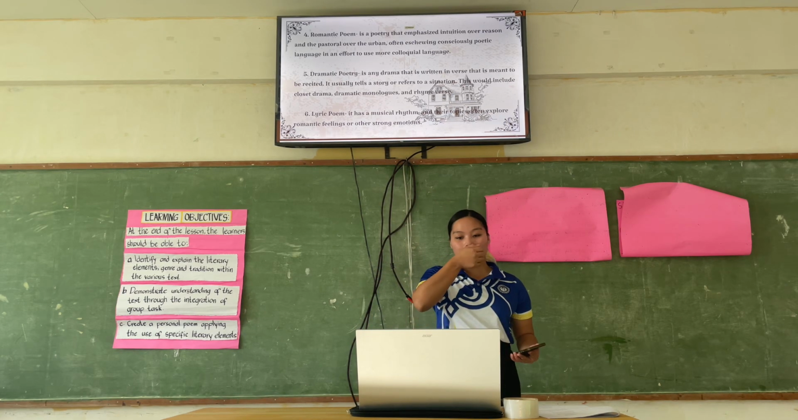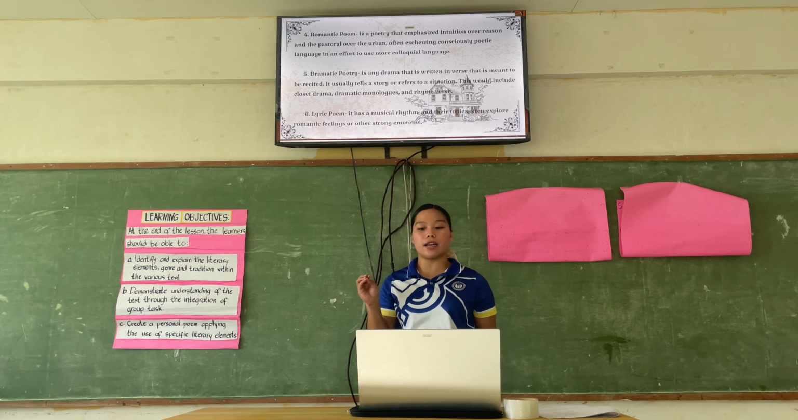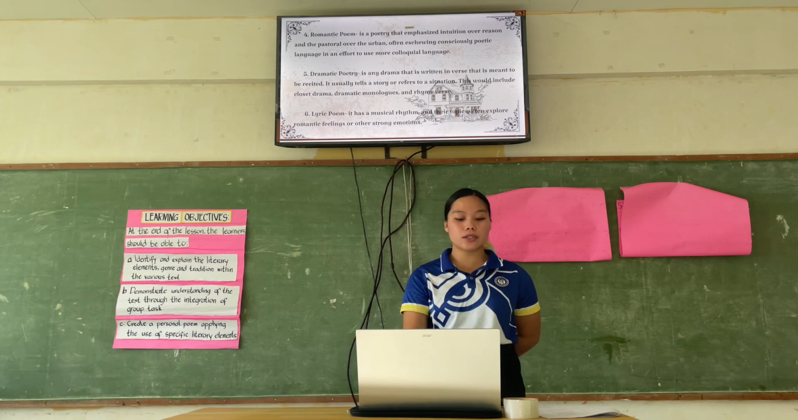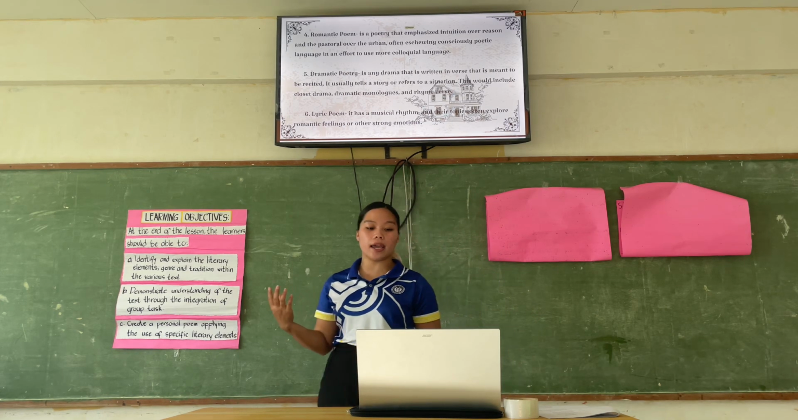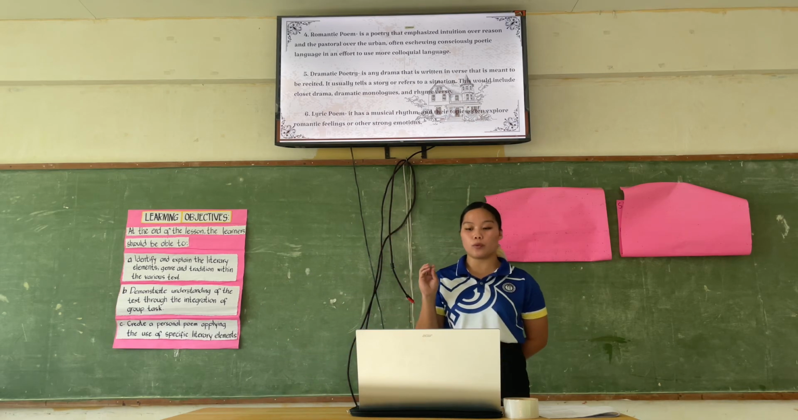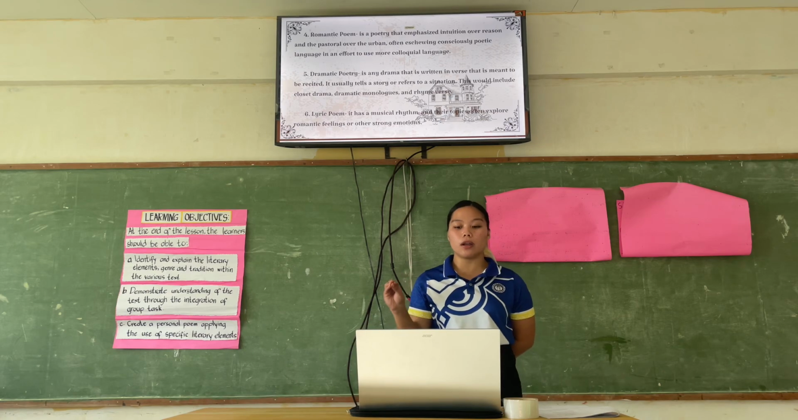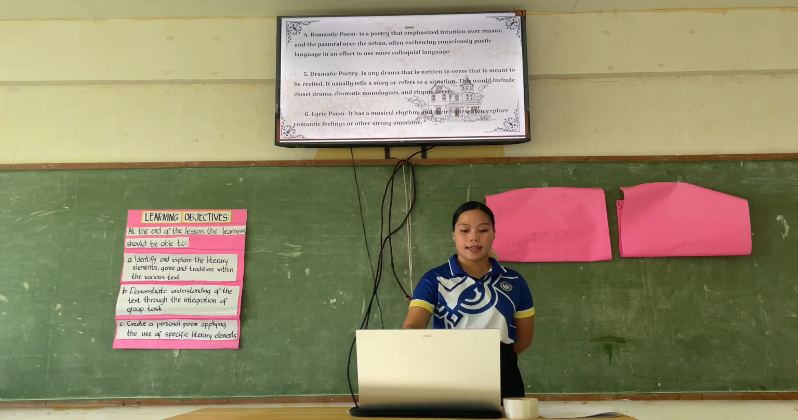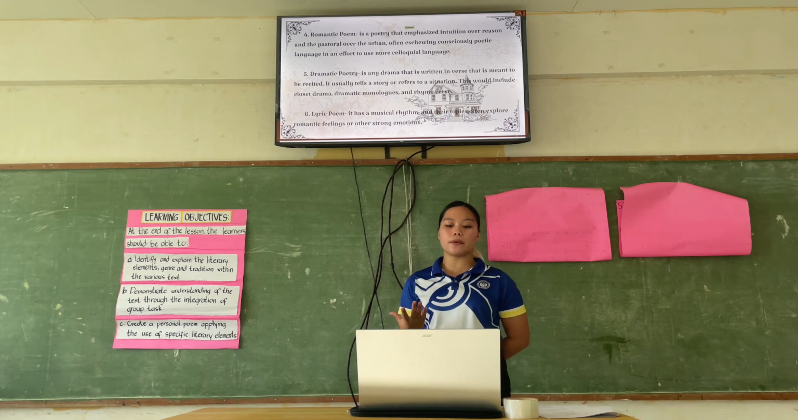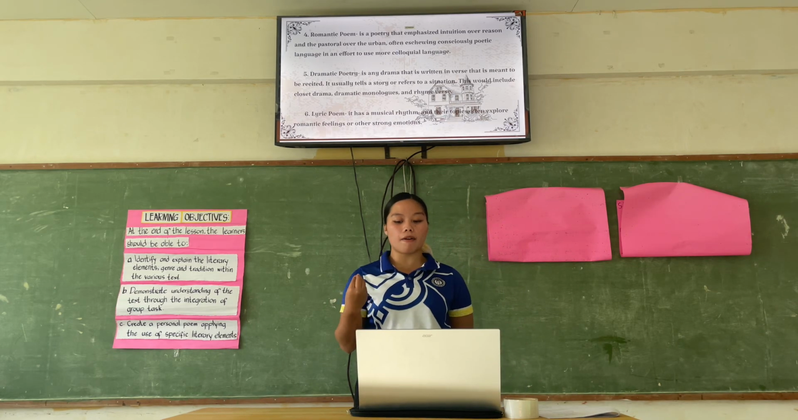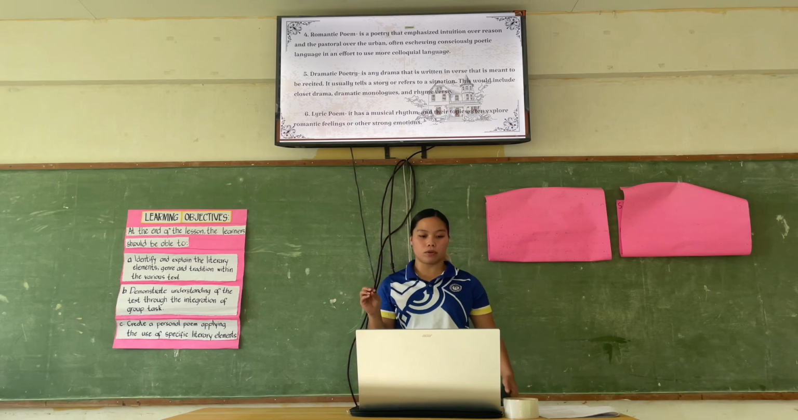Next is dramatic poetry. It is any drama that is written in verse and meant to be recited. It usually tells a story or refers to a situation. This would include closet drama, dramatic monologues, and rhyme verse. Next is lyric poem. It has a musical rhythm, and its topics often explore romantic feelings or other strong emotion.